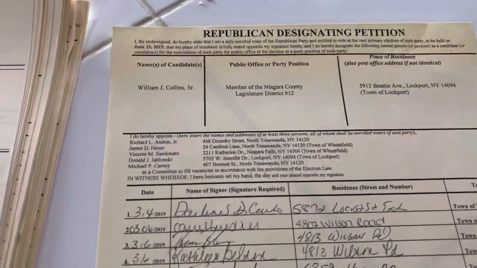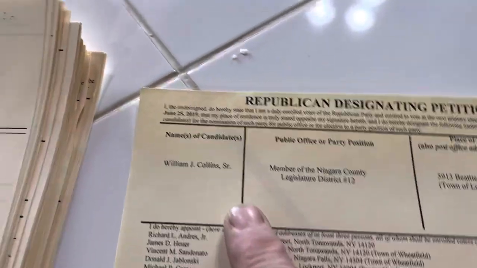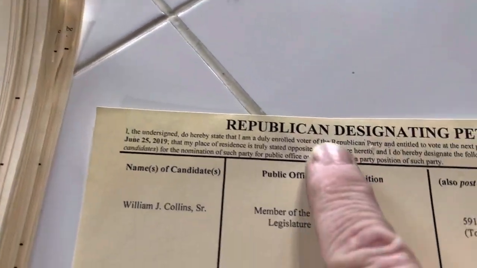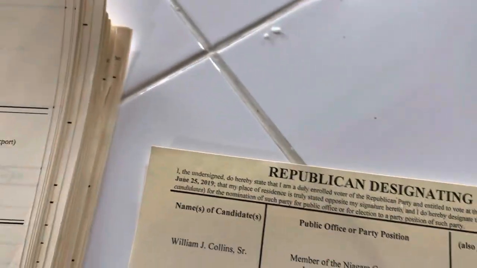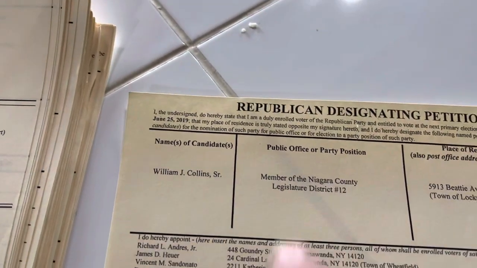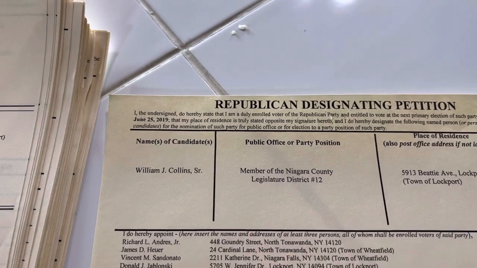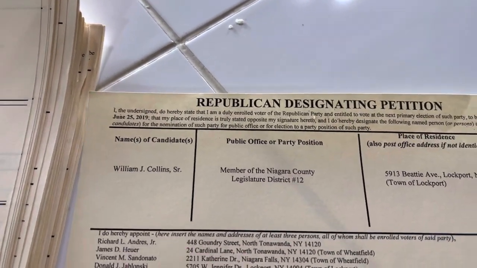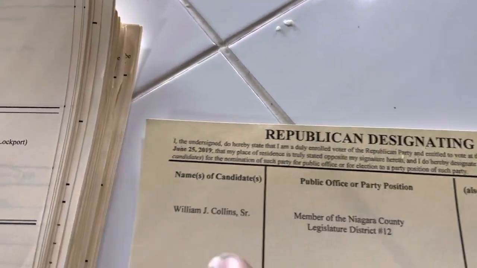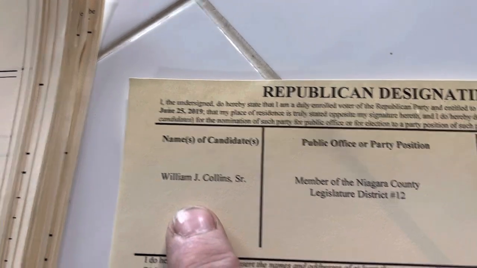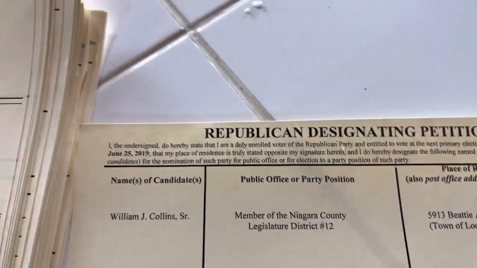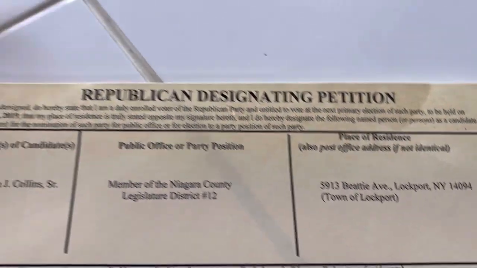Here's how the petitions are broken down. You have the candidate here, and there's some wording here, saying you're a member of the party, whatever it is. These petitions are actually online, so you can get the rough idea. These ones are custom made, typically by the party bosses. So you have the person running, the position they're running for, and then their address right there.